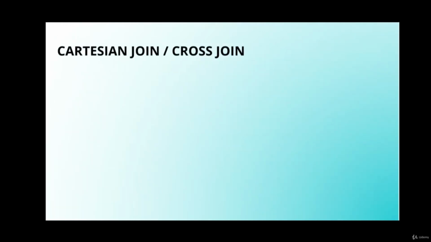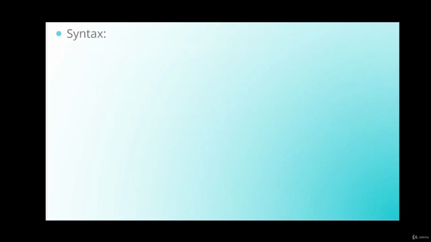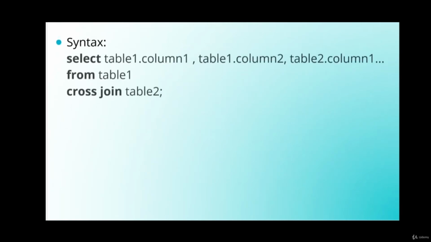Next join is Cartesian join or cross join. So what this join does is it returns the Cartesian product of the set of records from two or more joined tables. Let's understand it. The syntax for cross join is select all the column names from table 1 cross join table 2.